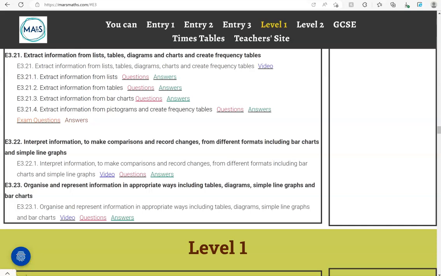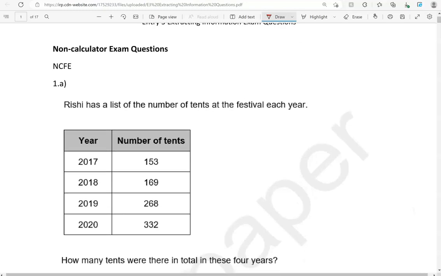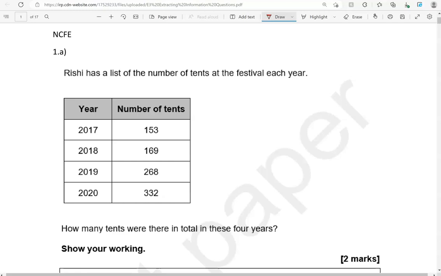In this video, we'll go through exam questions that cover the criteria, extract information from lists, tables, diagrams and charts, and create frequency tables. You can locate the questions on the mathsmath.com website under entry 3. The questions come from different exam boards. We'll start with the non-calculator questions and then we'll move to the calculator questions. Here is the first one.